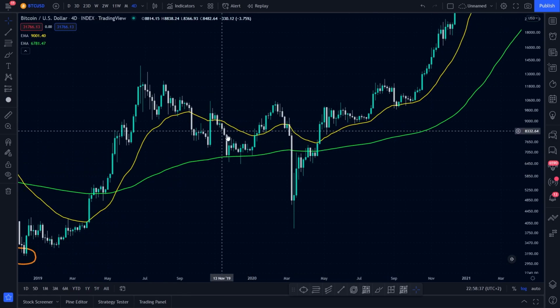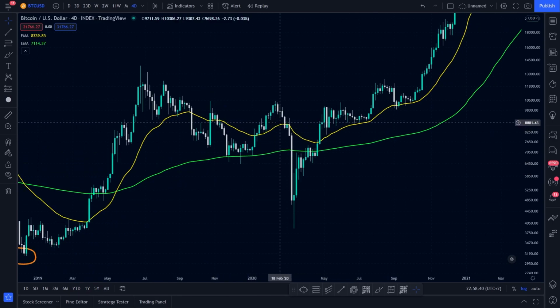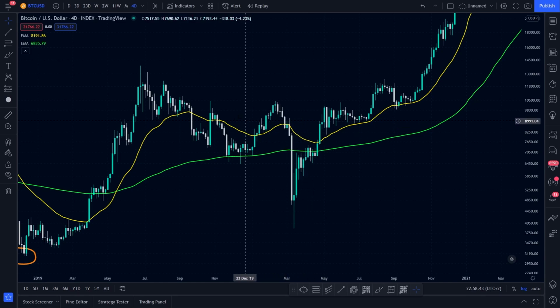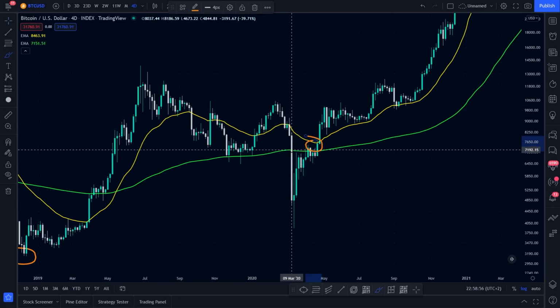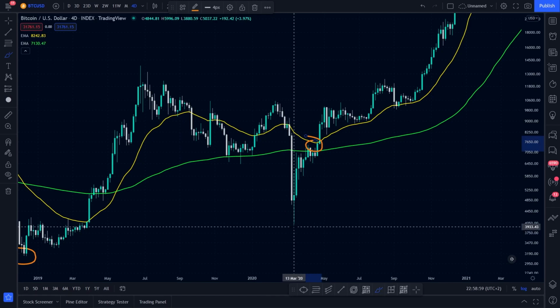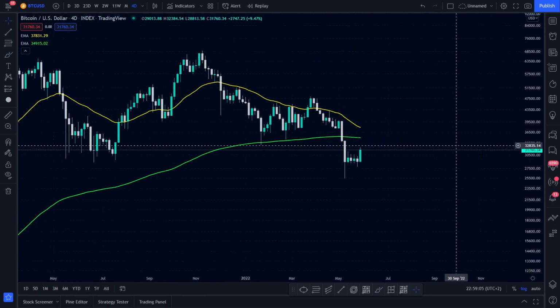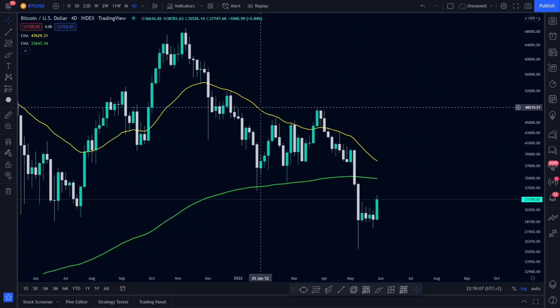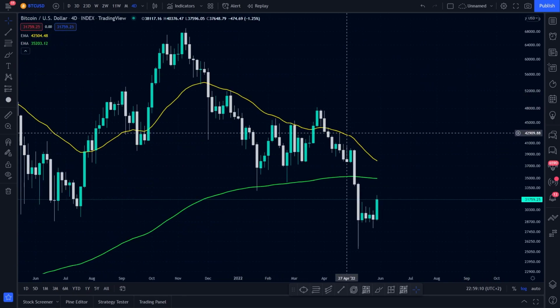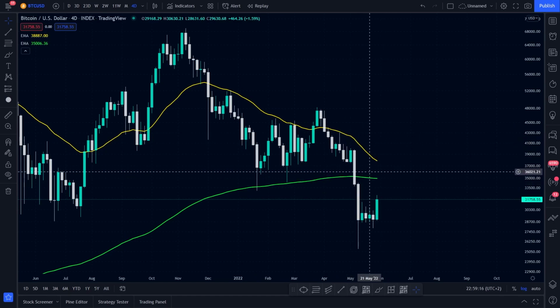Look, here for the COVID crisis, we have the yellow line going down, but we avoided the cross. So even if we had a capitulation, we didn't make a new bottom. So let's take a look at the current situation. As you can see, the yellow line, which is the 30 exponential moving average, is going down, and we are about to have a cross between those two lines.